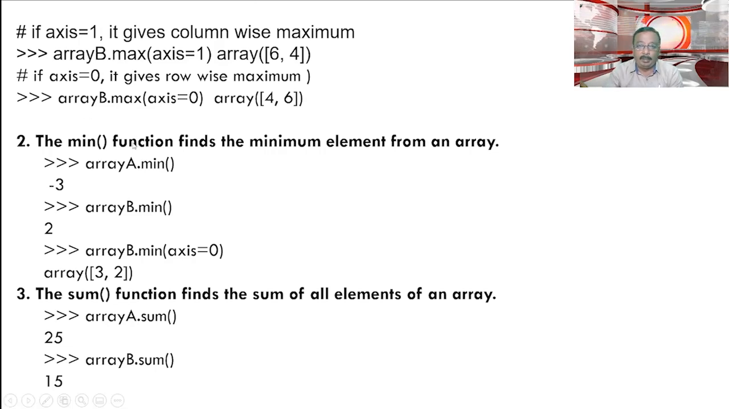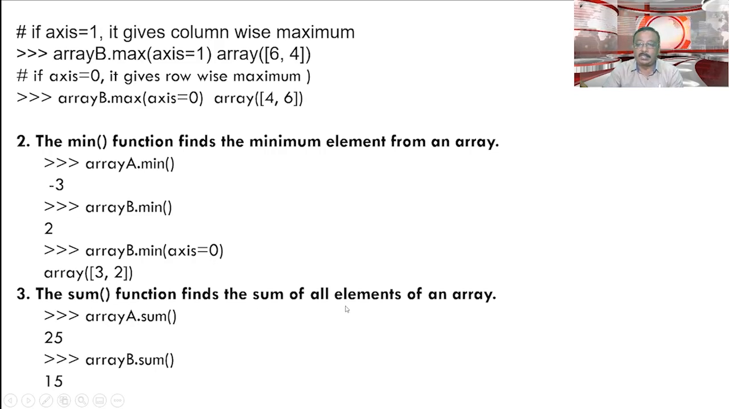For example, the minimum function finds the minimum element in an array. Array dot min will give you the minimum. But when you specify array dot min with axis 0, it is going to consider column-wise. So in the column, what is the value? It is going to specify. So the minimum value row-wise, 3 and 2, is the minimum value.